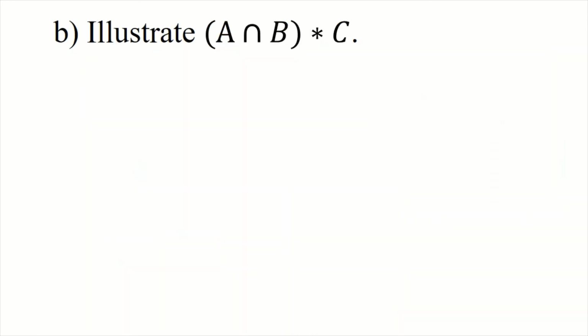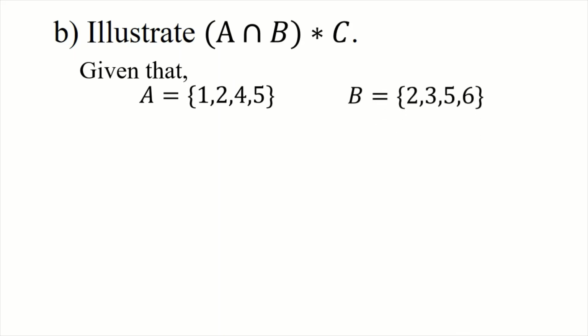Now let's proceed and provide a correct solution to the second question, which says that we have to illustrate A intersection B in the bracket, then star C. If you look at this very well, you notice that there are certain things we really need to recall. The first thing is that we need to recall our assumed set A, which is 1, 2, 4, and 5. The next thing is for us to recall our assumed set B, which is 2, 3, 5, and 6.